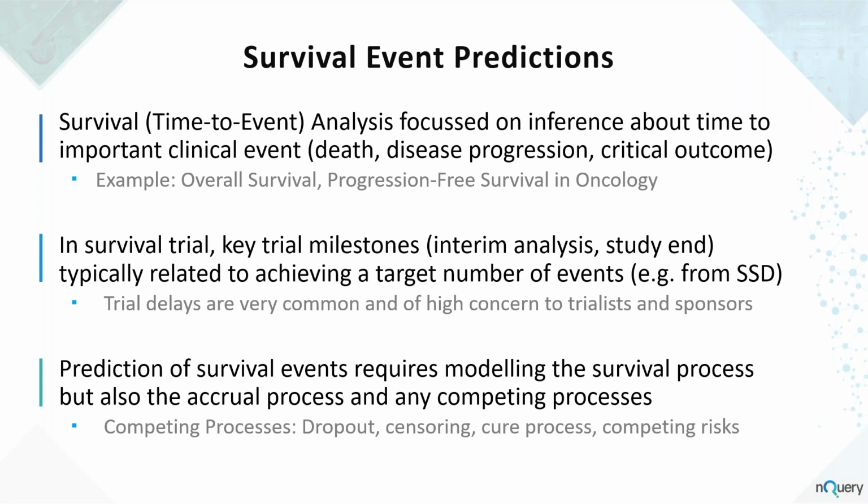And therefore, key trial milestones such as interim analyses and the end of the study typically require you to reach a fixed number of events. So it's not how many people are in the study, it's how many people in the study have had the event that matters in terms of when to make these decisions about when to do an interim analysis or end the study.